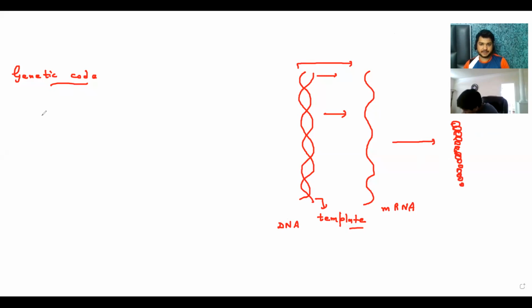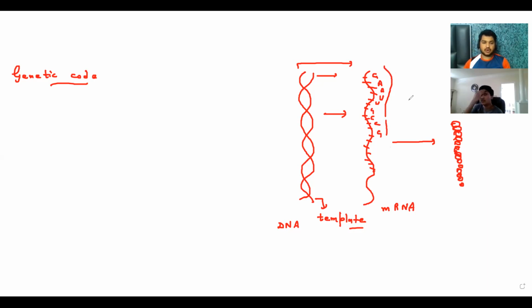See, if this mRNA is getting formed, of course it has some genetic code now because it is coming out from the DNA. Suppose it has a code like G A U U A C C G. This is a genetic code.